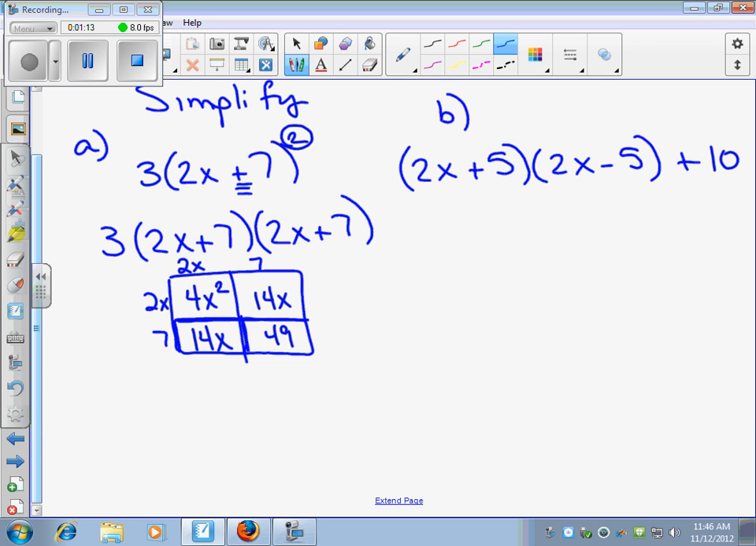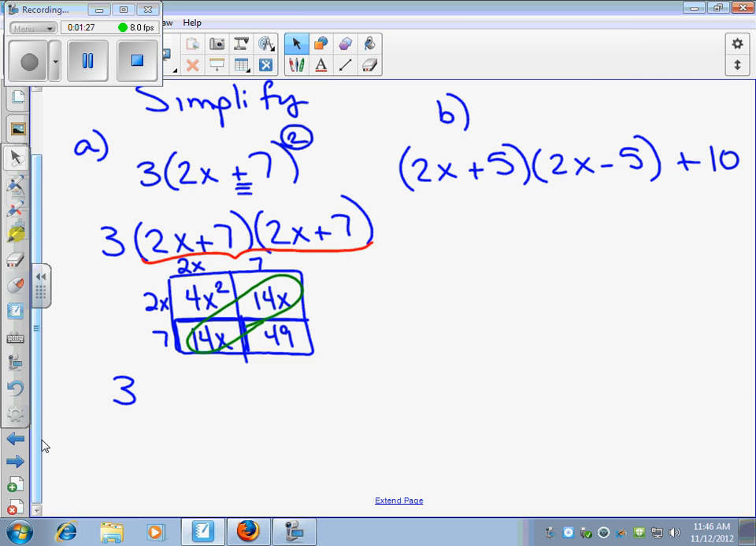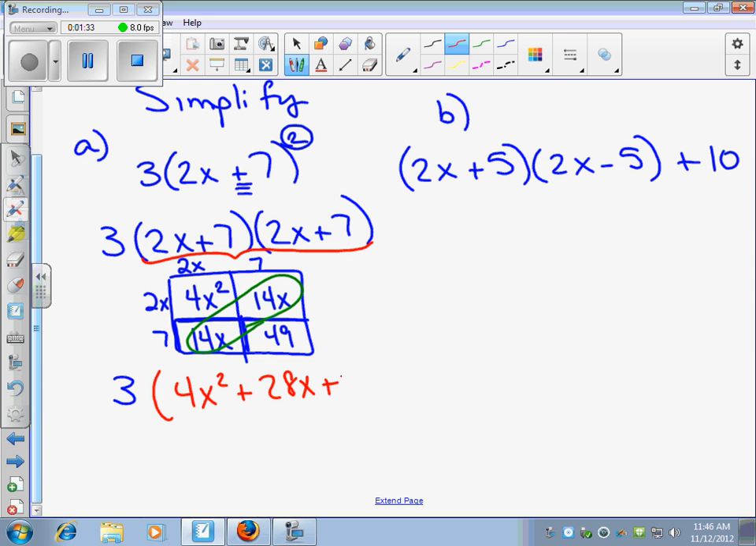And then usually what ends up happening is I can combine something here. So in this case, I get, just for this section right here, so I still have the 3 hanging out there, but now I get this 4x squared plus 28x plus 49. And now I have to worry about distributing that 3 in finally. So this means 3 times each one of those.